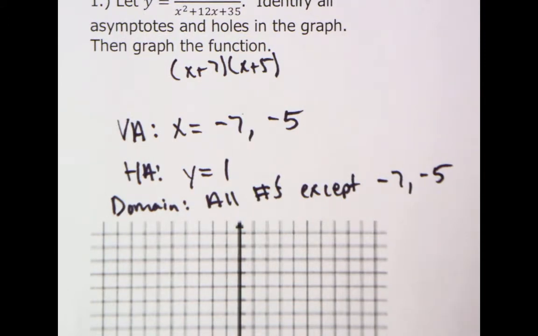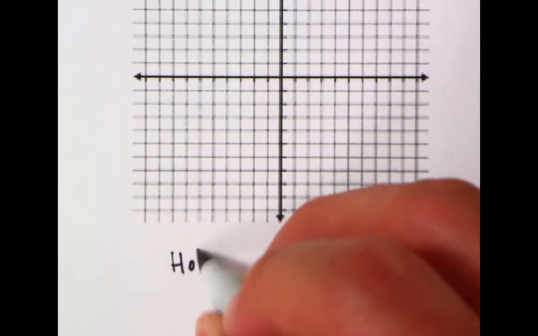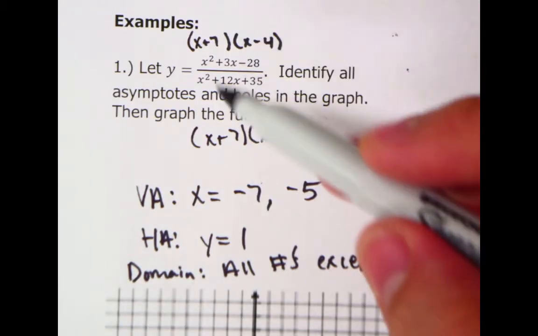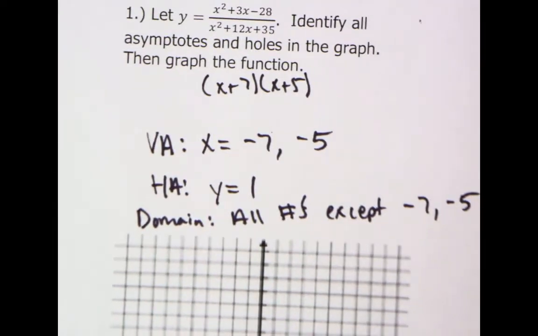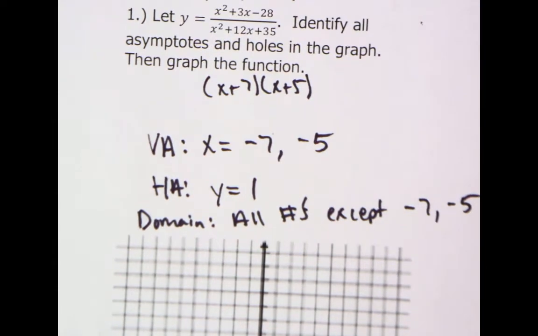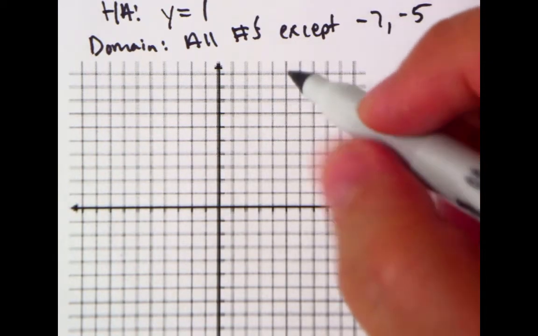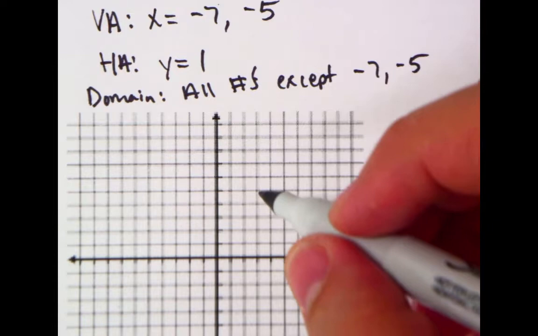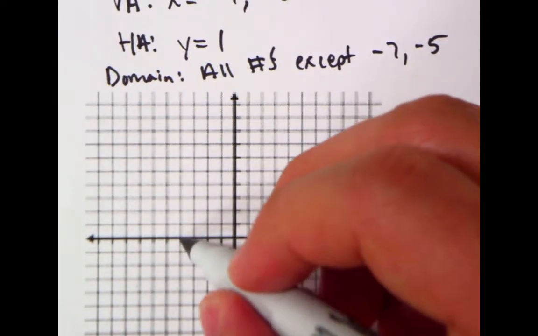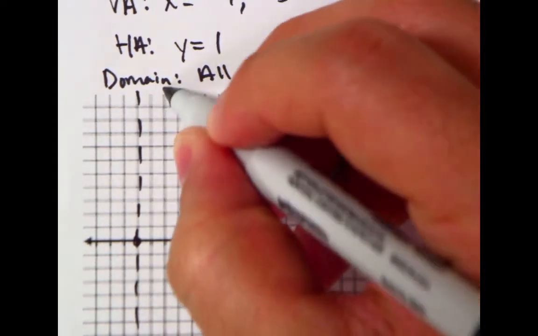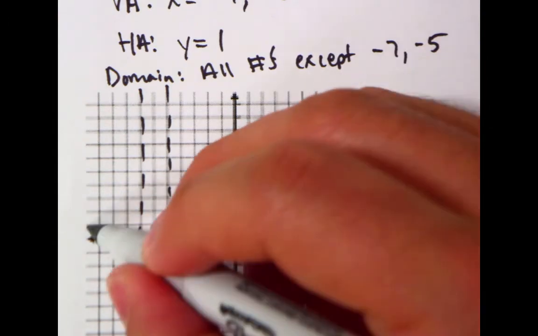Now, holes. I'll just put it down here because I don't have any more room. There should be a hole at x equals -7 because that is what matches on the top and the bottom. But I'm going to show you how you can actually find holes without actually doing any math. So, let's graph our asymptotes and then we'll go ahead and graph our lines. Vertical asymptote at -7 and -5. So right here, -7 and at -5. This is going to be real smushed. And a horizontal asymptote at 1.